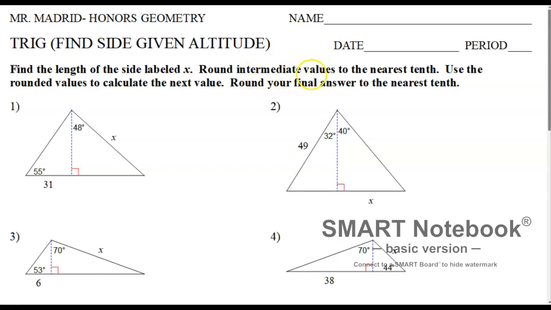That's what this means. So we're going to get a value in the middle, and that value is going to help us get the final answer, or x. Use the rounded values to calculate the next value. Round your final answers to the nearest tenth. So nearest tenth is going to be the standard here.